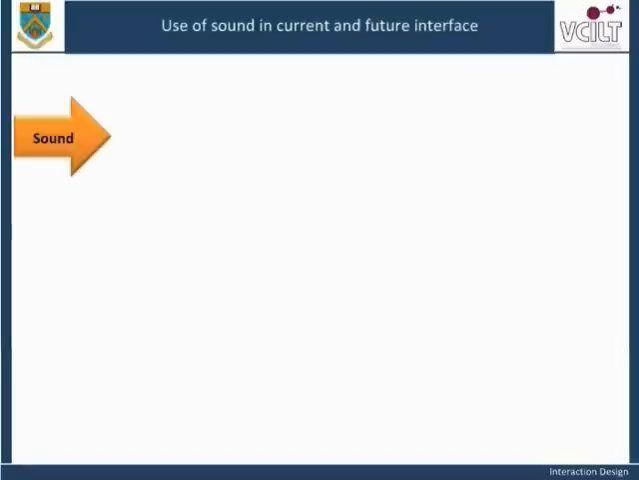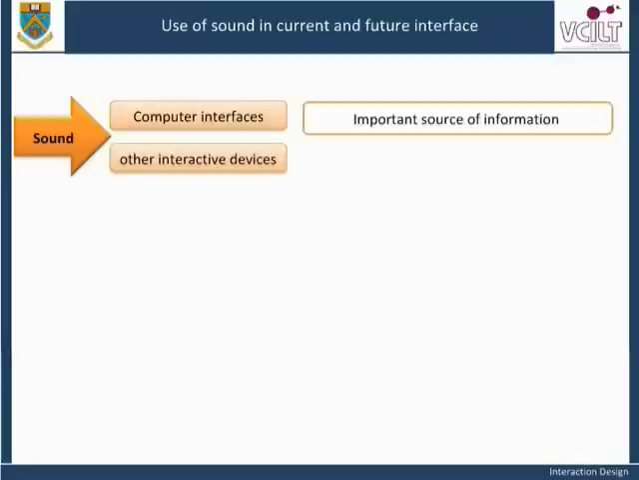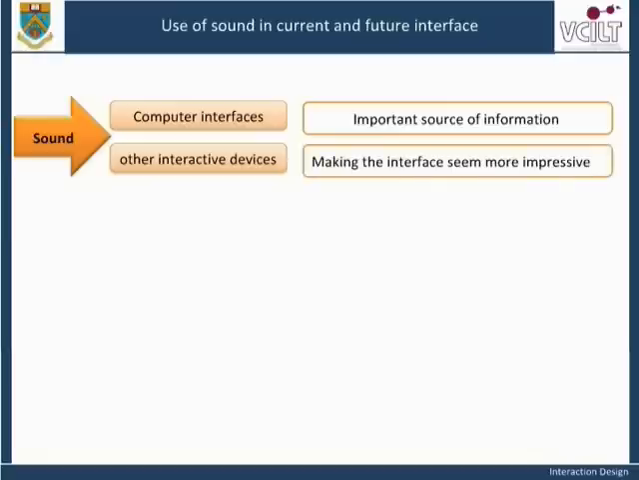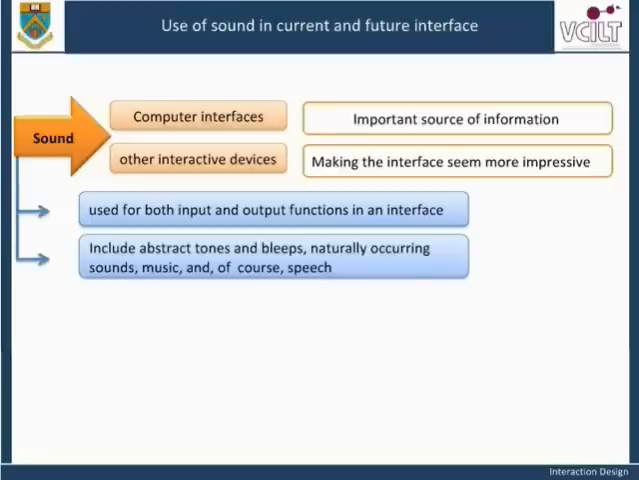Sound is currently used in many computer interfaces and other interactive devices, sometimes as an important source of information and, at other times, simply as a means of making the interface seem more impressive. Sound can be used for both input and output functions in an interface, and the kinds of sounds that are used include abstract tones and bleeps, naturally occurring sounds, music, and, of course, speech.